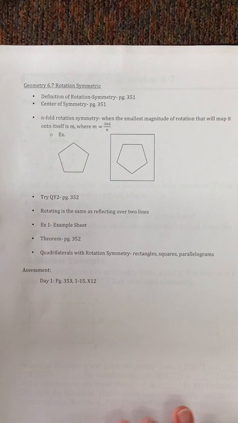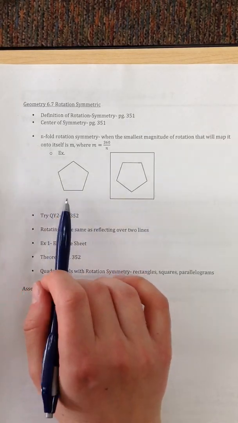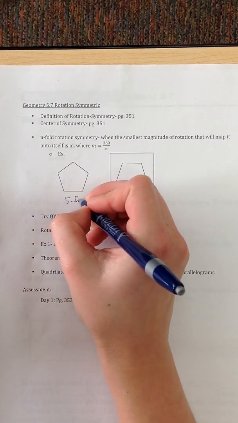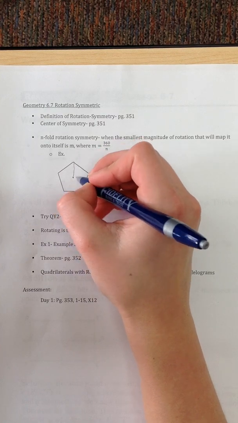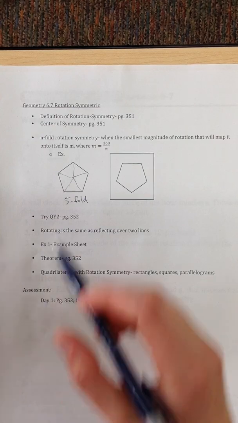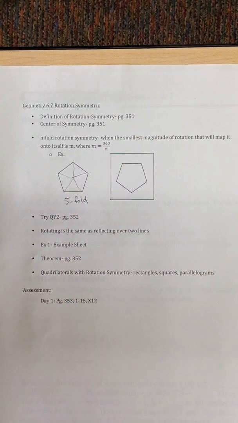So that's just another real life example. When they're talking about n-fold, this with the 5 sides here would be considered 5-fold. Because if there was a center, you could break it up into 5 equal triangles and turn it 5 times to get back to your original shape.